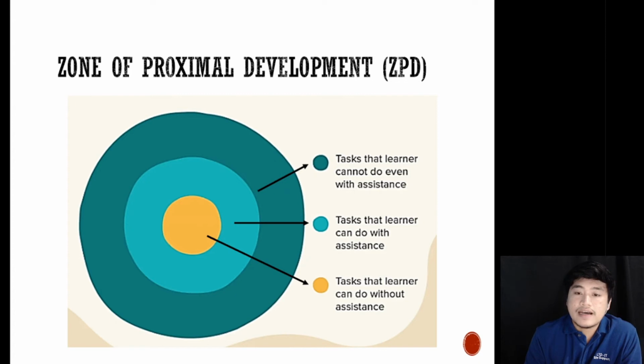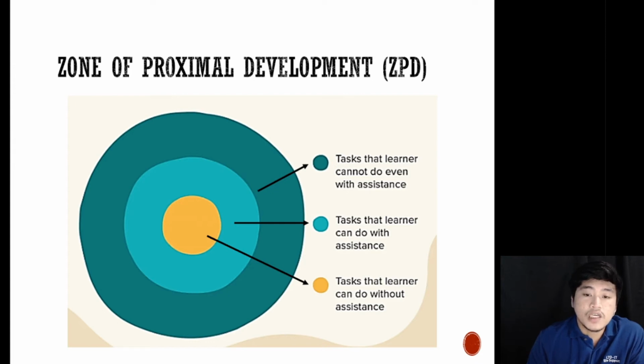Next, which is the middle circle. These are the tasks that learners can do with assistance. So this is also called the zone of proximal development. So ito na yung tinatawag nating zone of proximal development, wherein this is the limit of their capability. So within this circle, kaya nila. Within this level of circle, ito yung mga tasks na kaya nilang gawin only with the assistance of a more knowledgeable person.